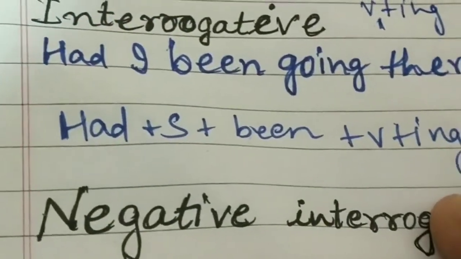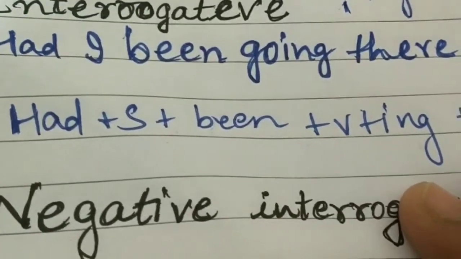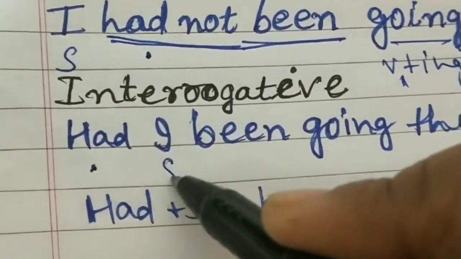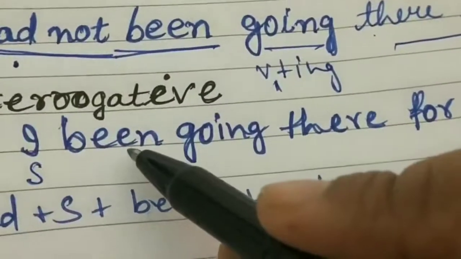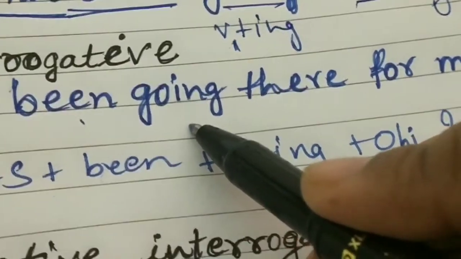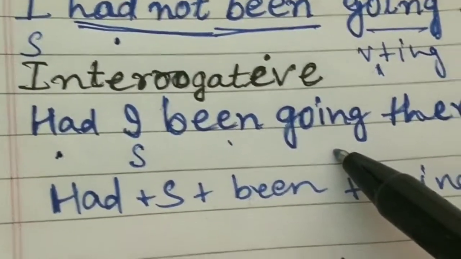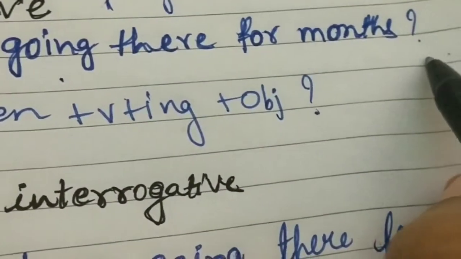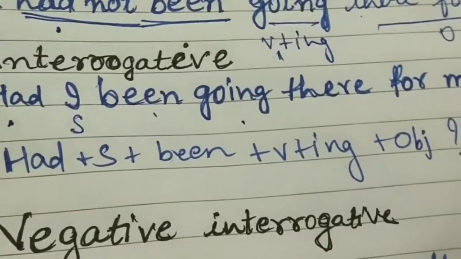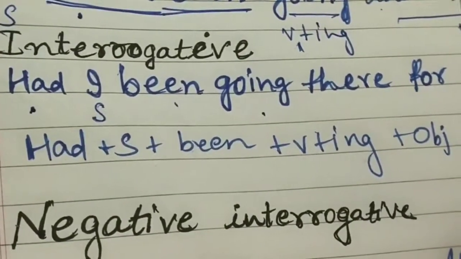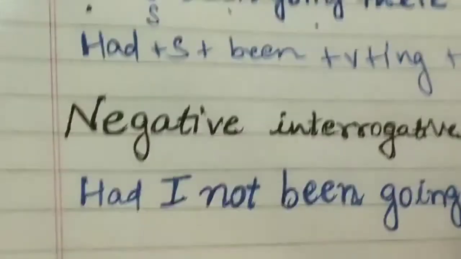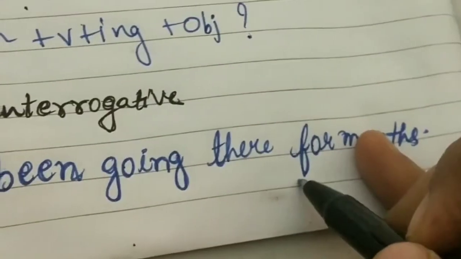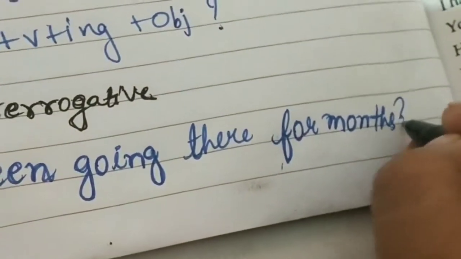Then when we have to make the question or the interrogative form, we write had before the subject, and after that been, V1 plus ing form and object. So, had I been going there for months, and we end it with the question mark. Here is the form you can see. Then when we make negative interrogative, that is negative questions, we add not. Had I not been going there for months, and here also it will end with the question mark.